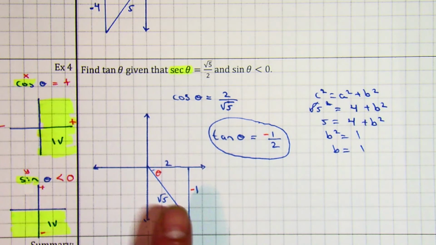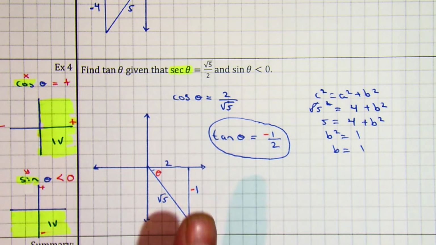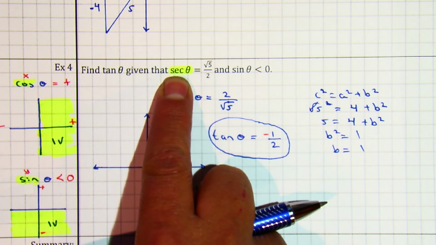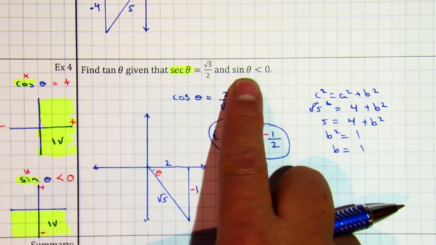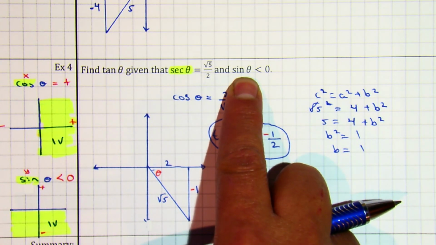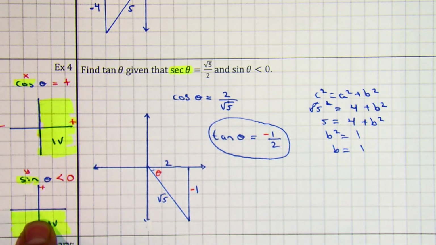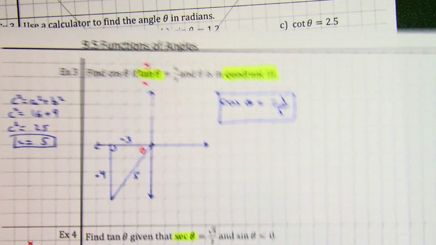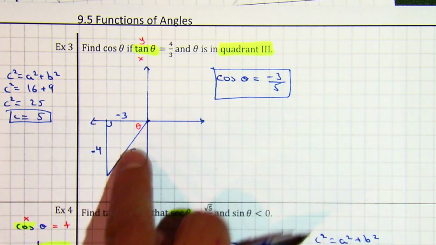And that is why it is essential that you graph it, so you know in which quadrant the angle is located. And whenever they give you one of the trig functions and they tell you that the other one is less than or greater than 0, you have to draw both of them so you can determine which one they have in common. On the previous problem, they tell you which quadrant it is located in, so it's just a little bit easier.